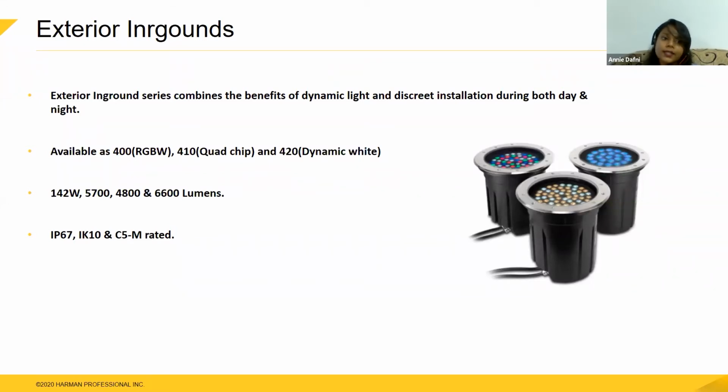So in the in-ground series, again, we have the 400, 410, and 420, depending on whether they're RGBW, quad chip, or dynamic white series. And they have an ingress protection of IP67 because they are recessed into the ground and they need to withstand stagnant or running rainwater. And they also come with an impact protection of IK10 in order to withstand people walking over it. And they come with the C5M corrosion resistance grading. And they are actually 142 watt fixtures, and they give a very high lumen output of 5700, 4800, and 6600, depending on whether they are RGBW, quad, or dynamic white.